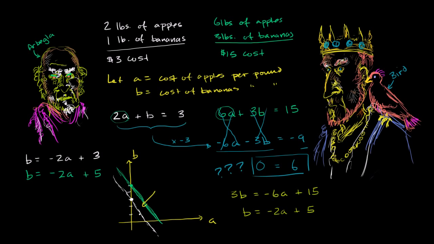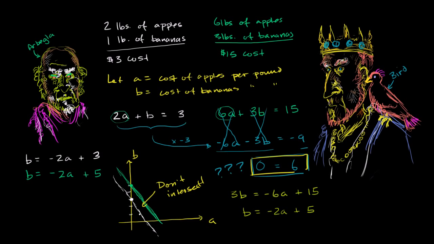So the lines don't intersect. They don't intersect. And so the bird is right. There's no solution. There's no x and y that can make this statement true, or that can make 0 equal 6. There is no overlap between these two things.